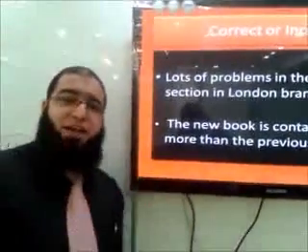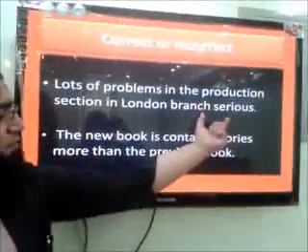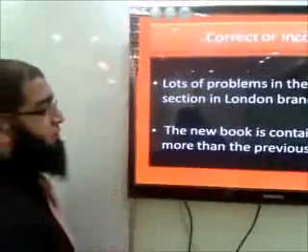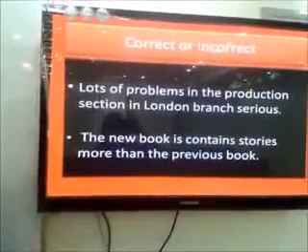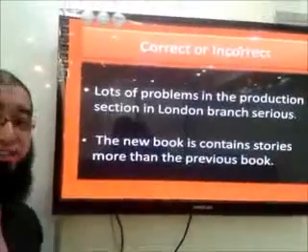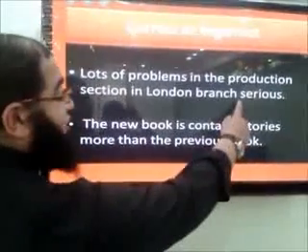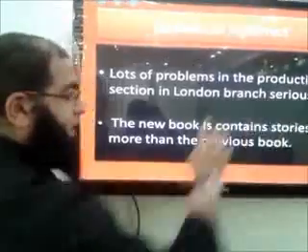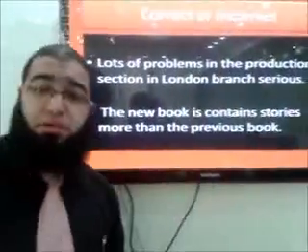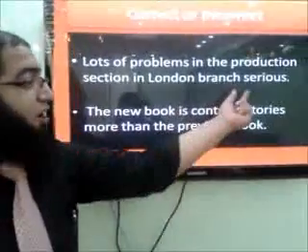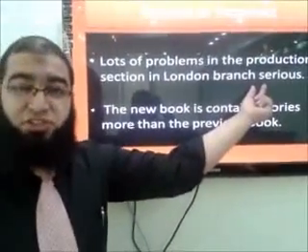Now, the right place to add a verb is this one here, this part. So I'm going to say, lots of problems in the production section in London branch are serious. So I need to add are here. Okay? This is the right thing. I can say where, no problem. But the main idea is I need a verb to be inserted here.